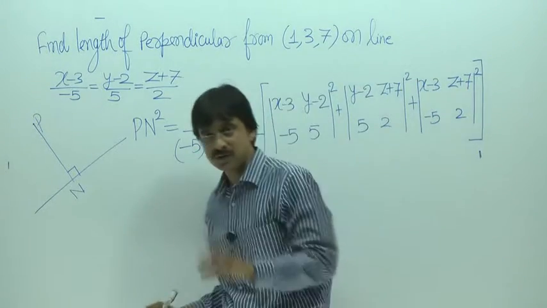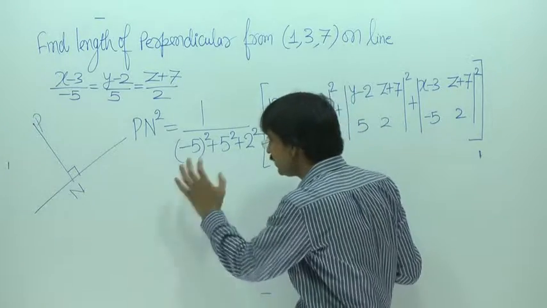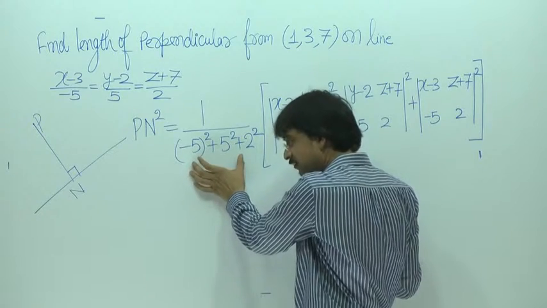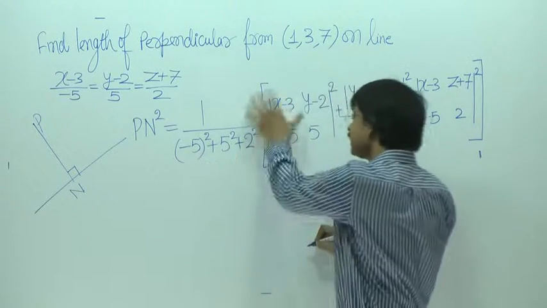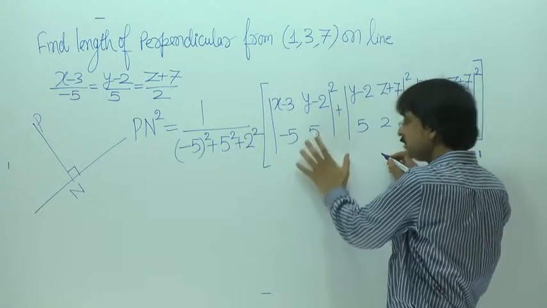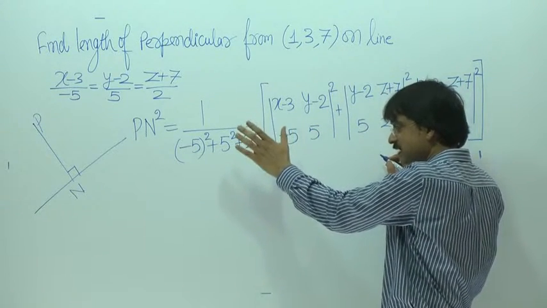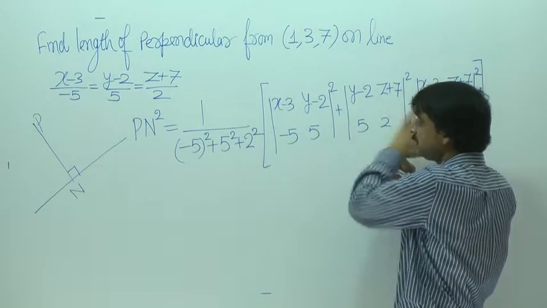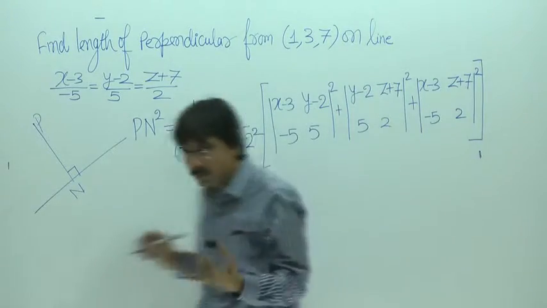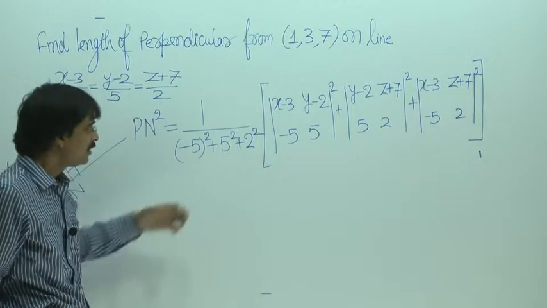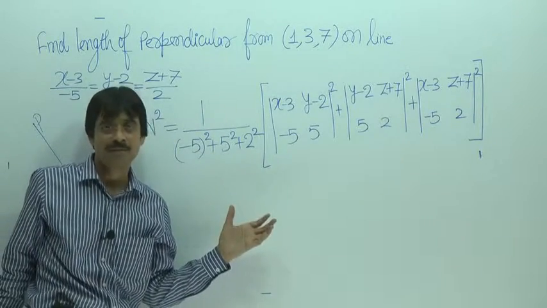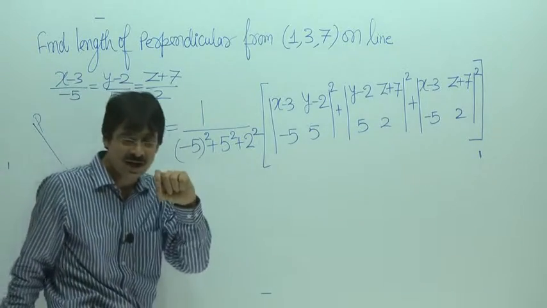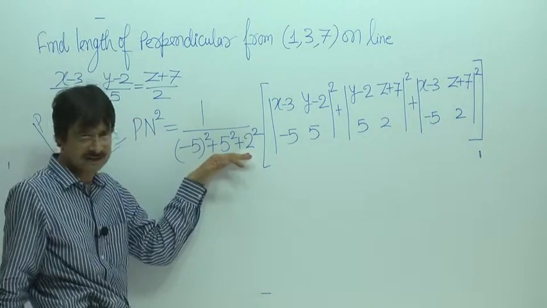What you have done here: PN square, the square of the length of perpendicular, is 1 upon minus 5 square plus 5 square plus 2 square, which is nothing but the sum of squares of its direction ratios, and then the 2 by 2 determinants from the equation of line in the symmetric form, squared and summed. Now the point is how it is coming. It is through the projection formula, and in the projection formula those direction ratios are required to be converted into direction cosines, and that's why it has been divided like this.